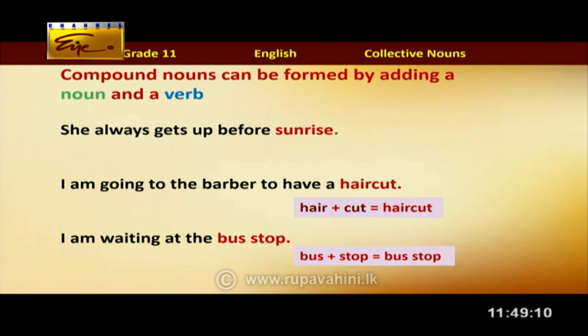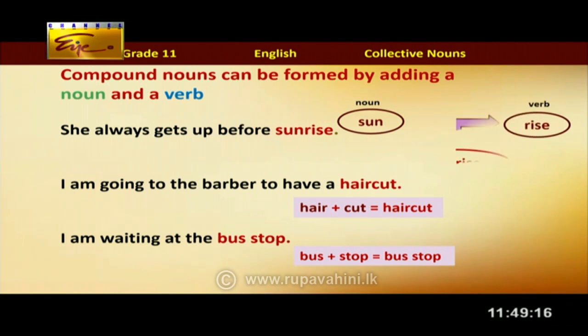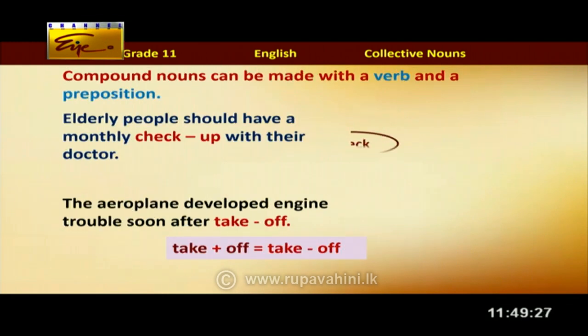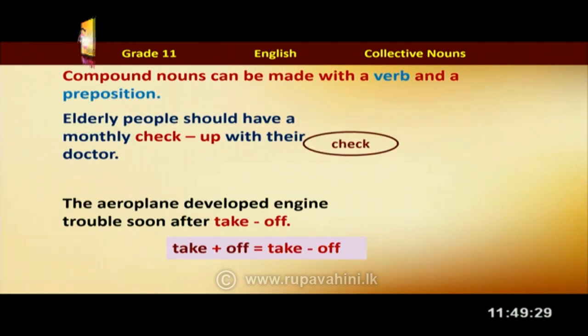The next one, noun and a verb. Sun is a noun, rise is a verb, compound noun is sunrise. Haircut. Yes, hair is noun, cut is verb. Bus and stop. Yes, bus is a noun, stop is a verb.